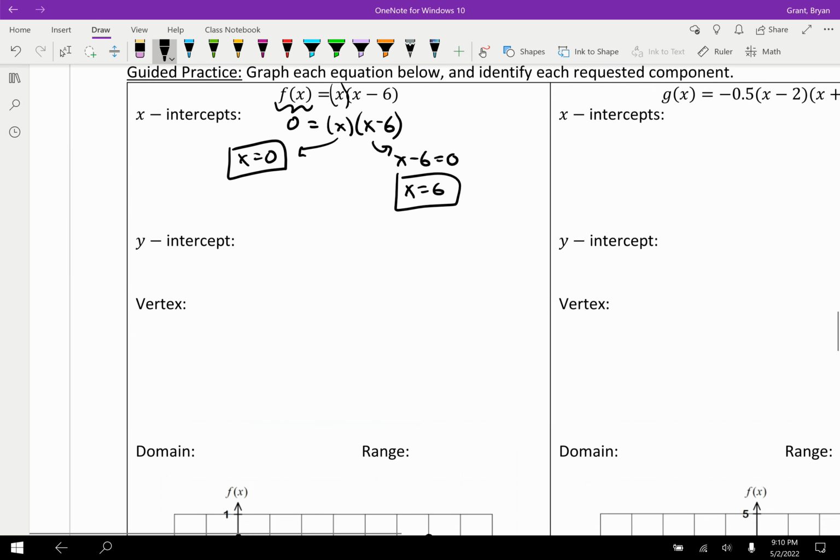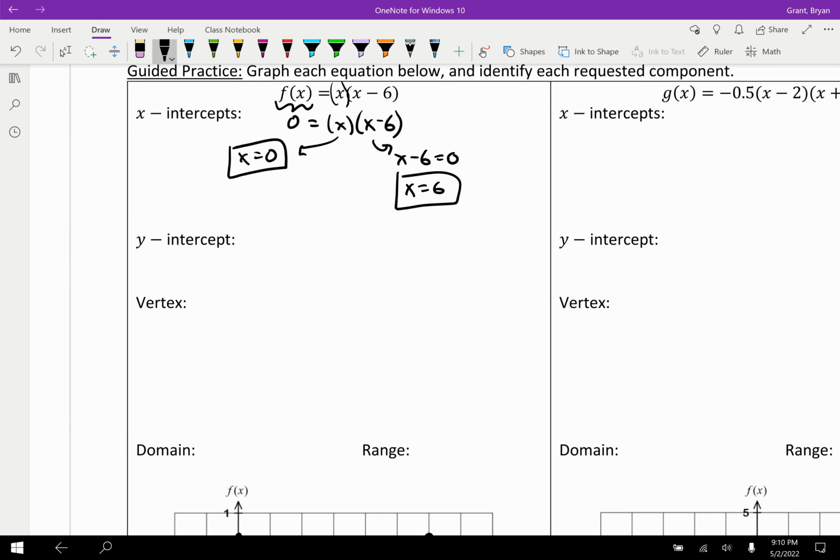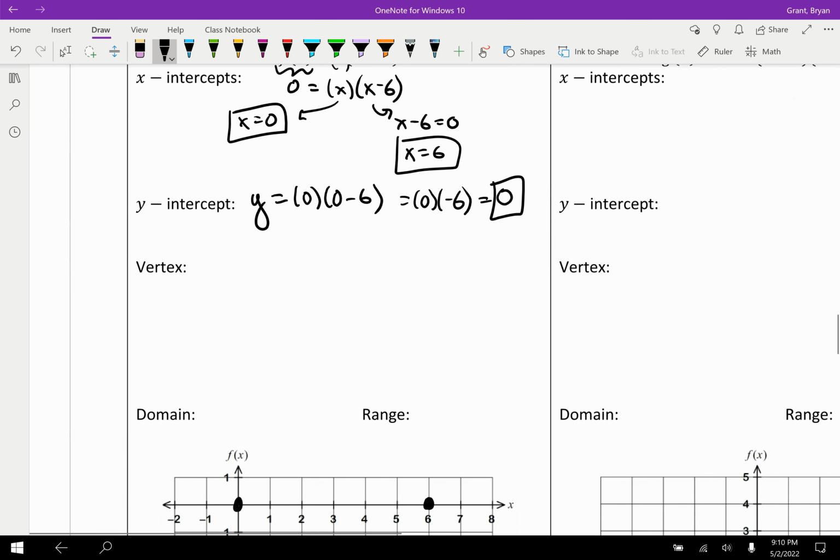The y-intercept, pretty easy. We just replace the x with 0. So I'm going to write y just for the sake of clarity, and we have 0 times 0 minus 6. Do what's in the parentheses. 0 times negative 6, well, 0 times anything is 0. That might seem a little bit weird. You're like, the y-intercept is 0?